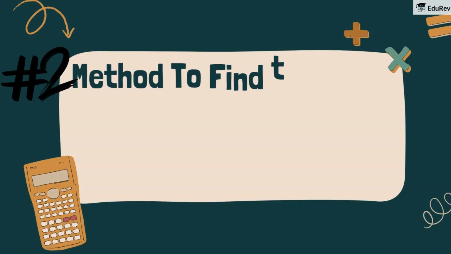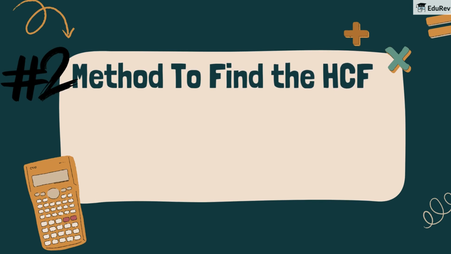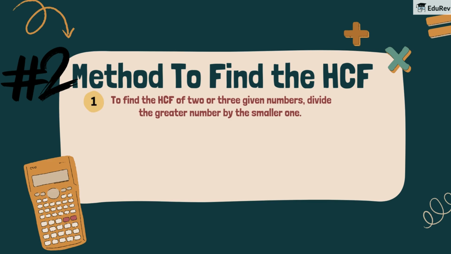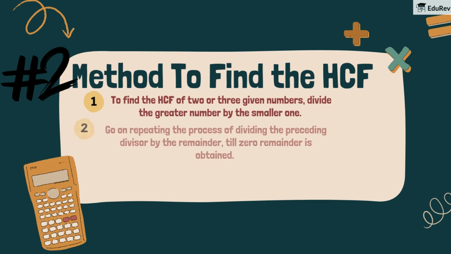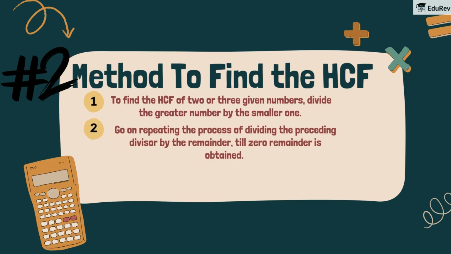The second method involves the division process. You start by dividing the greater number by the smaller one, then continue dividing the previous divisor by the remainder until the remainder is 0. The last divisor will then be the HCF.